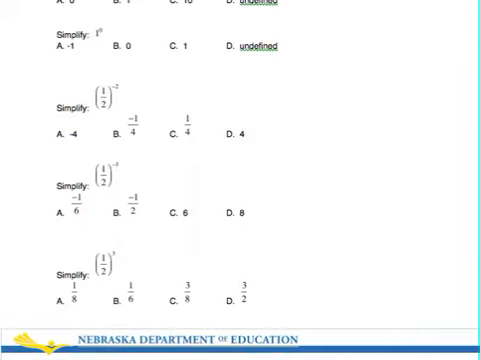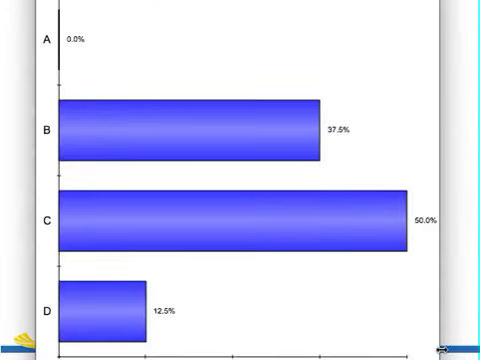Okay, let's keep looking. 1/2 to the negative second power. What'd you get? 1/2 to the negative second power. I don't know. And the answer is letter D.